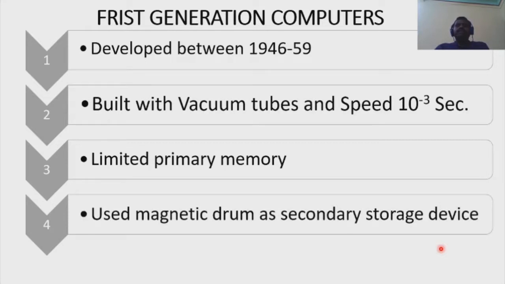They used a magnetic drum as the secondary storage device for storing a huge amount of data. That is why the first generation computers took up a very huge amount of area to process all the computer capabilities, while having very little storage space.